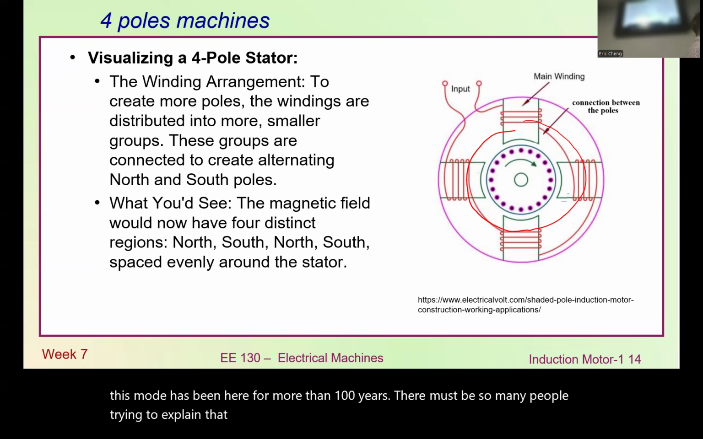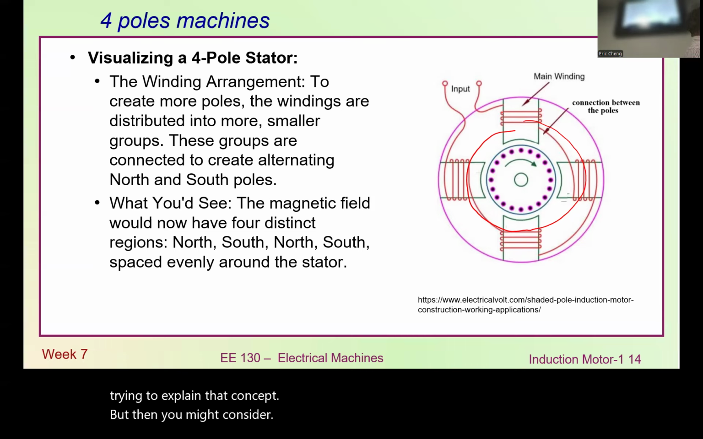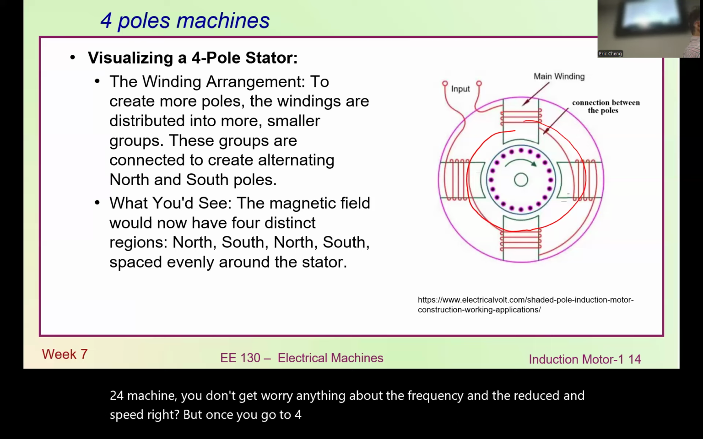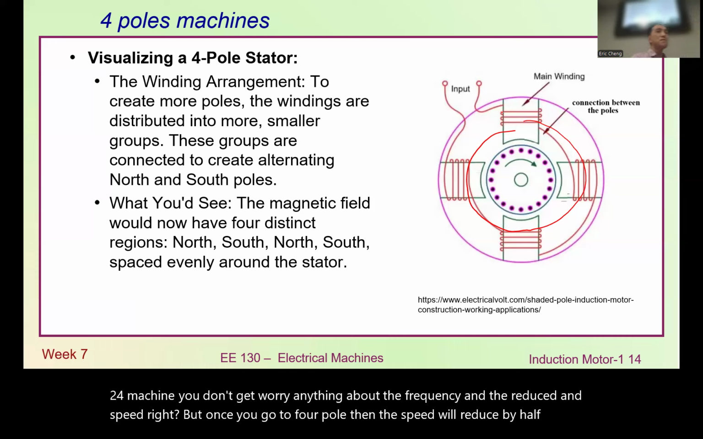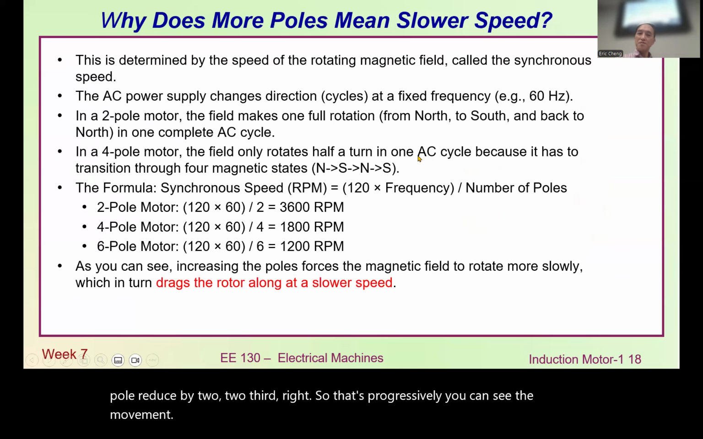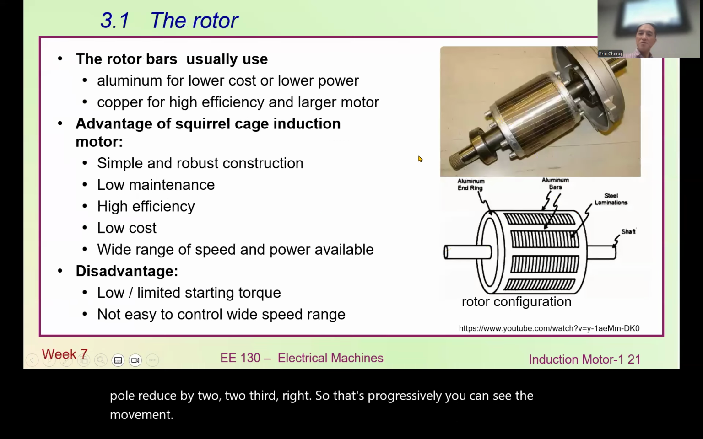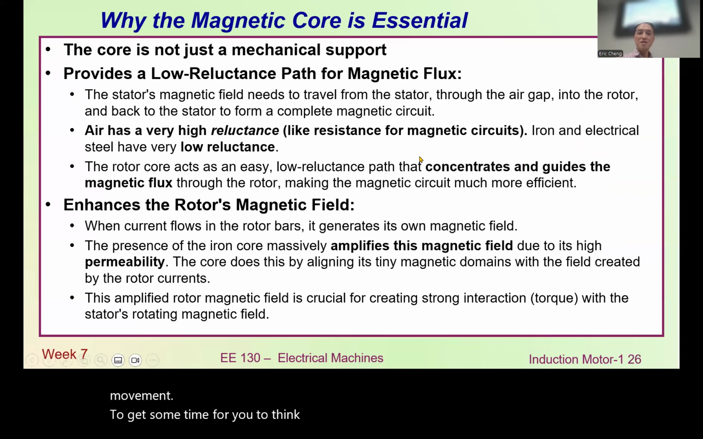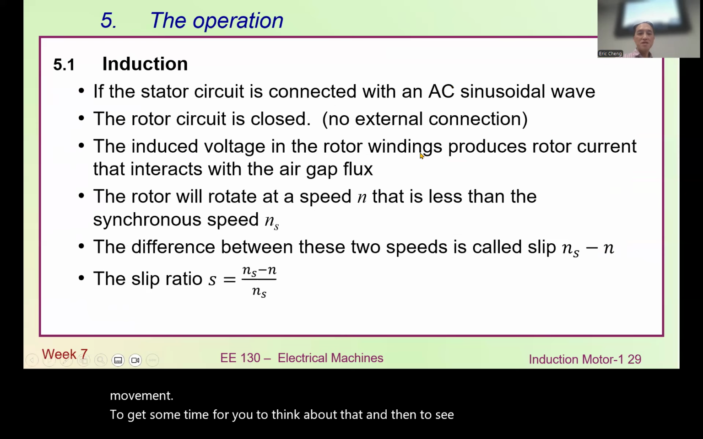Keep in mind that for a single-phase 2-pole machine, you don't need to worry about the frequency and the reduced speed, right? But once you go to 4 poles, the speed reduces by half, and with 6 poles it reduces by two-thirds, right? So progressively you can see the change. Take some time to think about that and then look at it again. If you're not quite sure, we can try to explain it again.